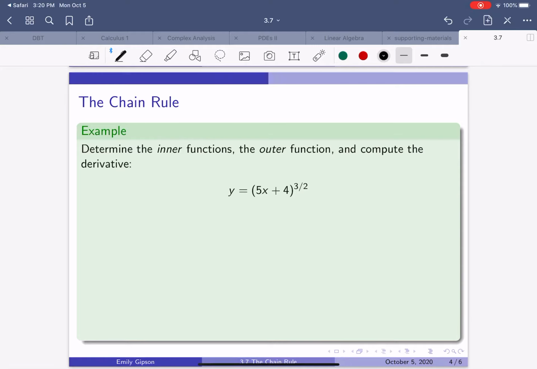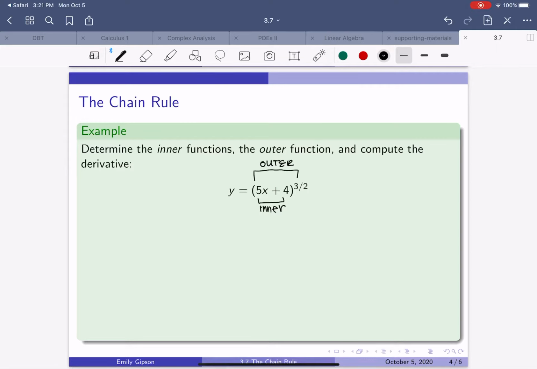y equals (5x plus 4) to the power 3 over 2. Our inner function is 5x plus 4, while our outer function, our f of x, is quantity to the power of 3 over 2.